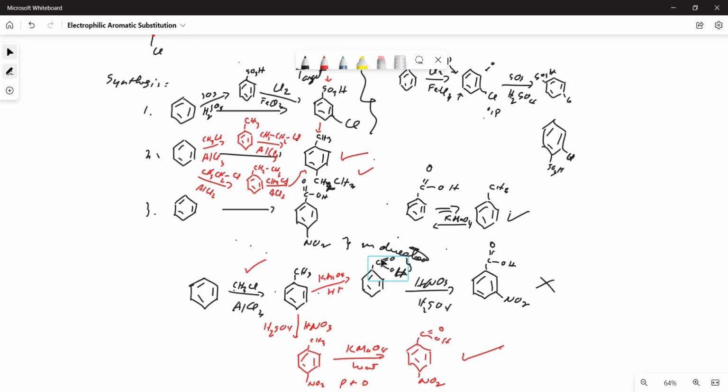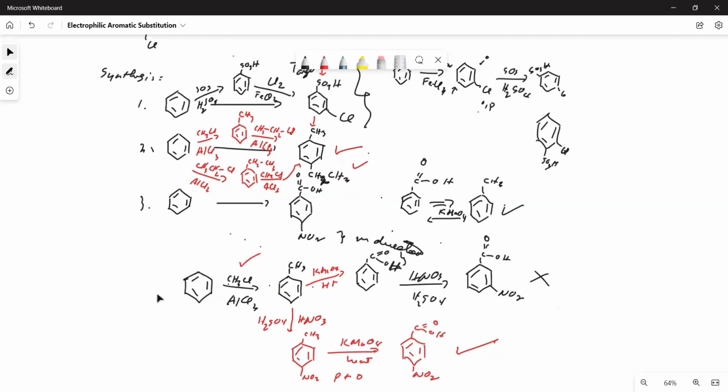And since it is an electron withdrawing group, it is a meta director. So that's why when you do the nitration, the NO2 is attached at the meta. That is not our target. Look at that. Our target, the nitro, is at the para to carboxylic acid, not meta to carboxylic acid. So this is a wrong path. So what is the right path?